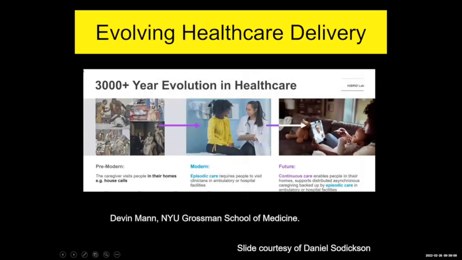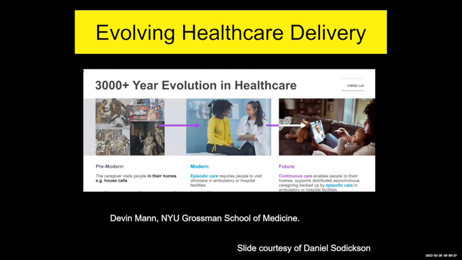So I'm going to start with this slide here. This was a talk at NYU by one of the professors of population health. The idea here was that current delivery of healthcare is episodic care, such that patients get sick and then they go to the doctors or hospitals. And that's where imaging plays a role. We are part of that episodic care in patients.